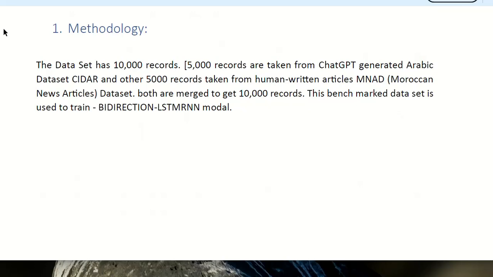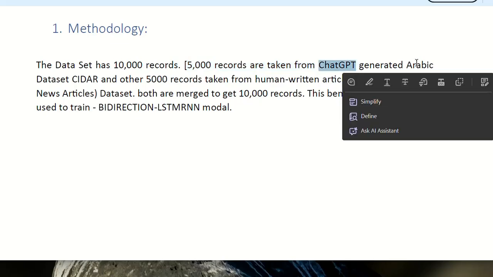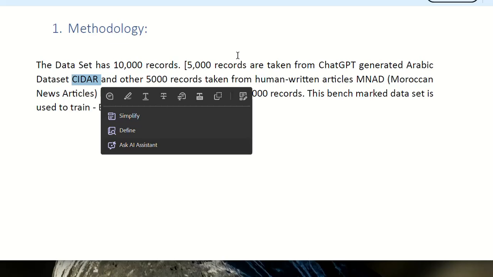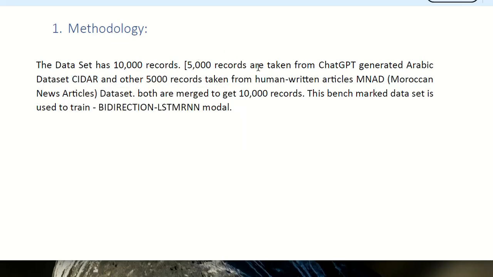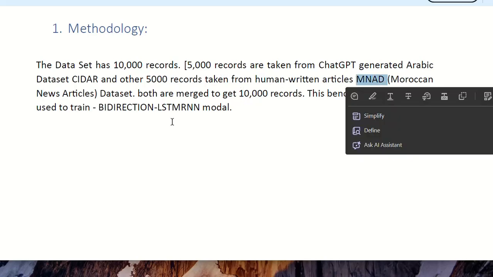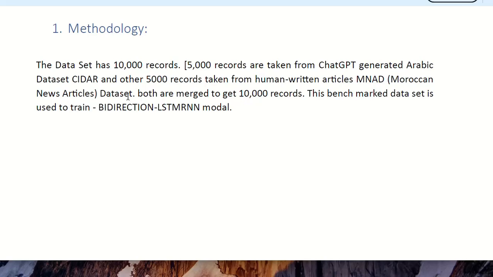The data set we considered is about 10,000 records. We picked 5,000 records from the ChatGPT generated Arabic data set CIDAR, which has 5,000 records generated using ChatGPT, and the other 5,000 records are taken from the human written article data set MNAD. So this is human written articles. Totally we merged them and created 10,000 records for training the model.